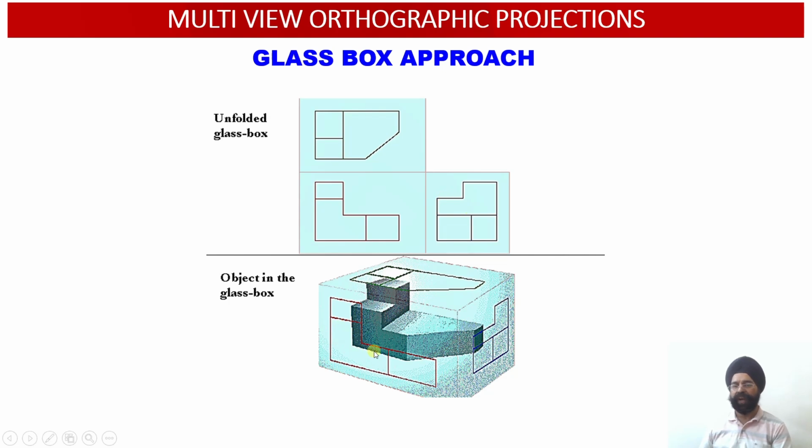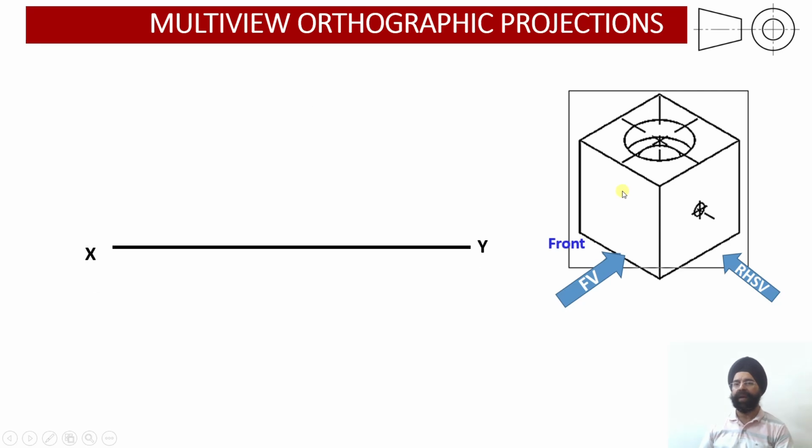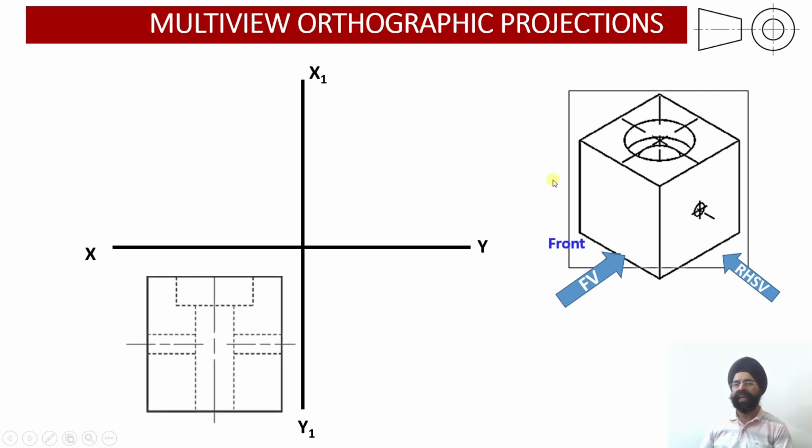So please see, this is the front view drawn over here, this is my top view drawn over here, this is my side view, the right side view, drawn on the right hand side. Both the side views will be drawn below the XY reference line in third angle projection. Now let us see the comparison between third angle and first angle.